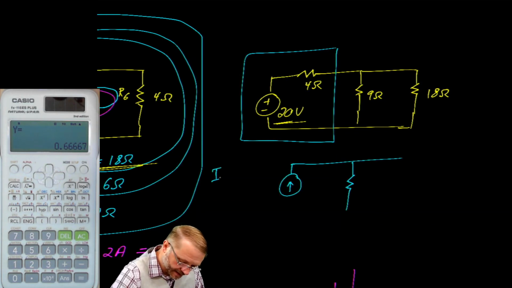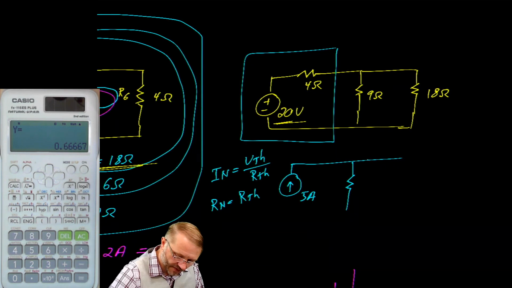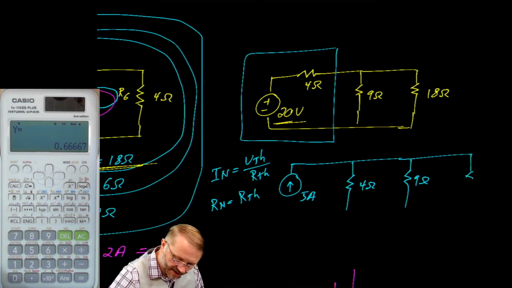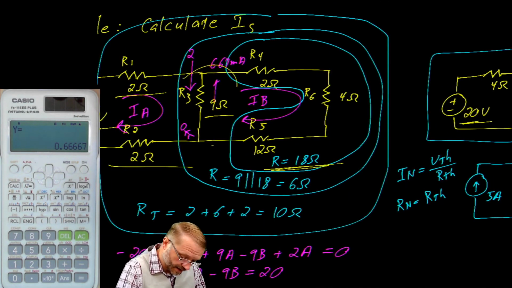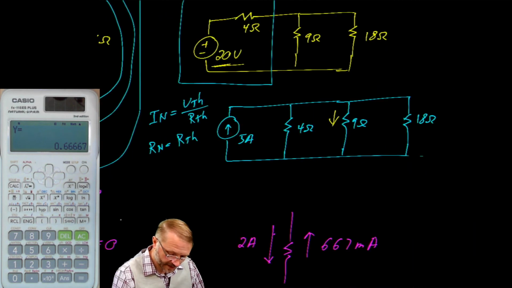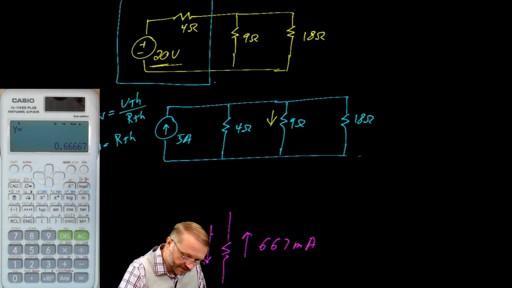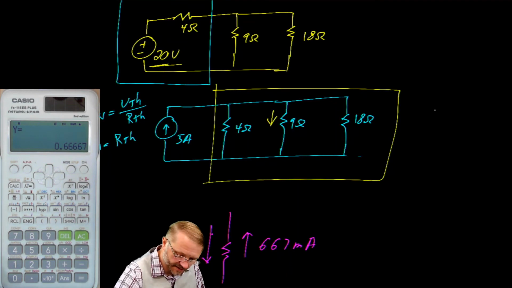So I Norton is V Thévenin over R Thévenin, which in this case gives us 5 amps. And R Norton is equal to R Thévenin, which means this is 4 ohms. We'll keep that 9 ohm resistor, and we'll keep this 18 ohm resistor. To calculate the current through R3, we can use a current divider. The first step is to calculate the resistance of this box.